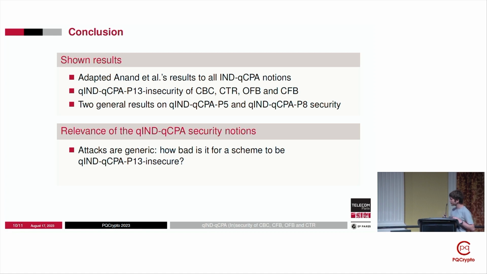Because, for instance, for a stream cipher, okay, it's P13 insecure, but what did the adversary really learn by winning in this scheme? Classically, it is handled by the fact that the qIND-qCPA security notion is equivalent to the semantic security one. And the semantic security one is more intuitive but harder to work with, but we know what it means to be insecure with respect to the semantic security notion.